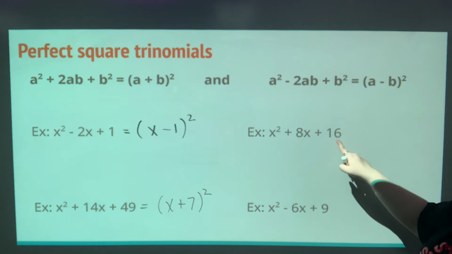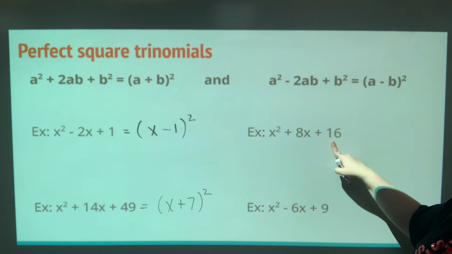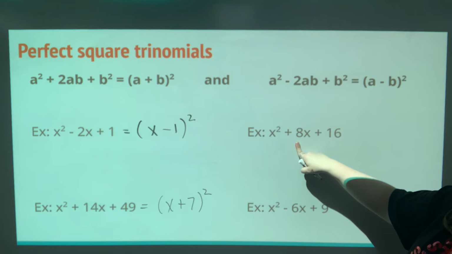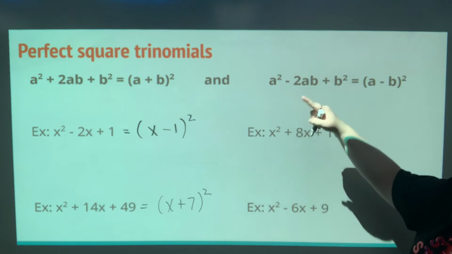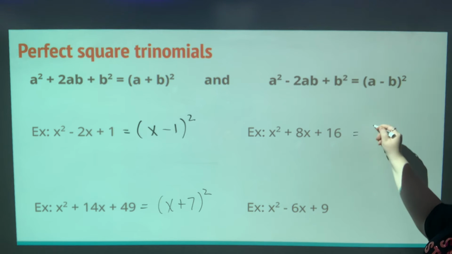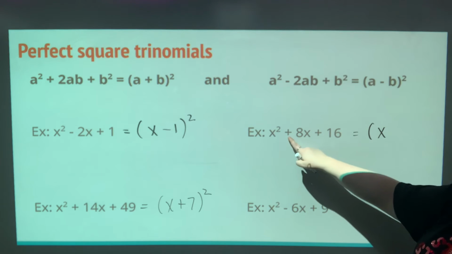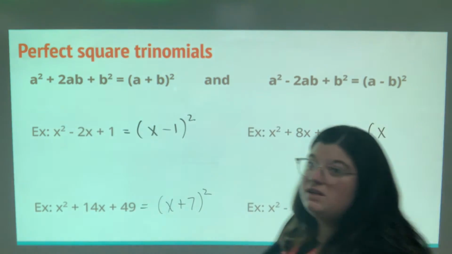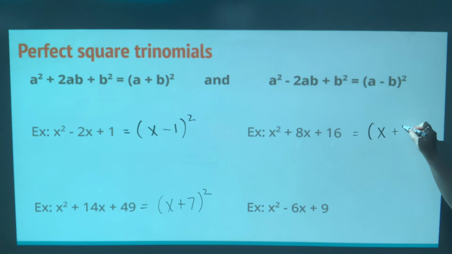Again, let's look at this one here. 16, that's a square number. That's 4 squared. I also know that 2 times 4 is 8. So yeah, this looks like it's going to fall underneath one of these patterns. So x, it's going to be a plus 4. Notice again, there's the difference between these two that you just wrote down. So x plus 4 squared.